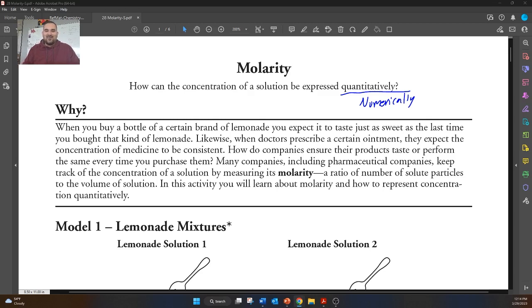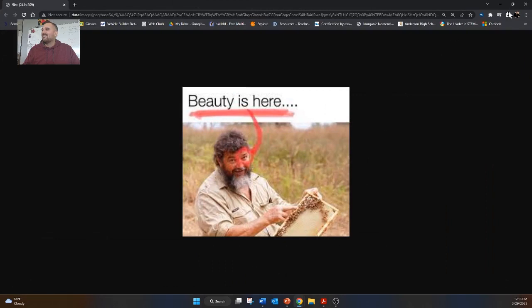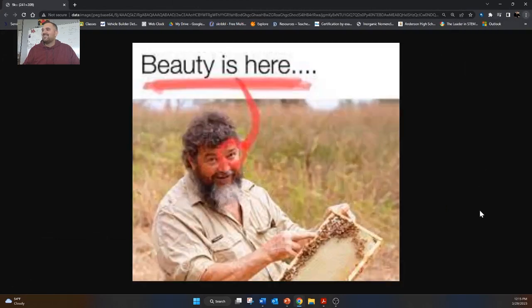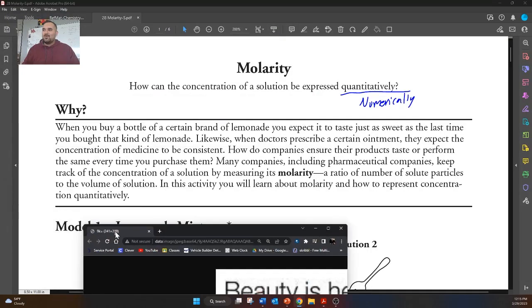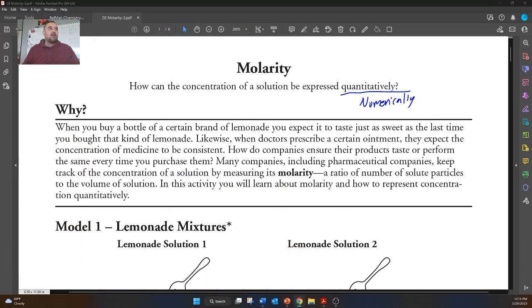Hold up. Do y'all want a funny joke? All right, this one's one of my favorites. If y'all don't laugh, y'all don't get it. Oh, that's good. Y'all get it? Yes. But anyway, beauty is not quantitative. You can't put a number on it.